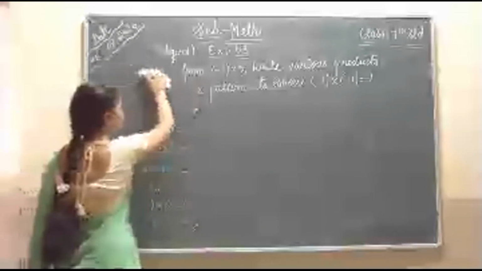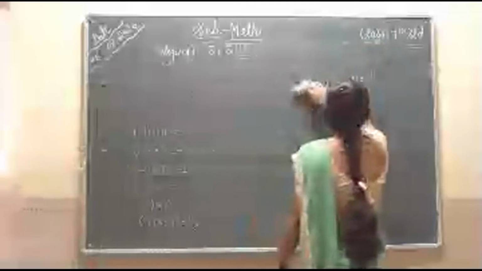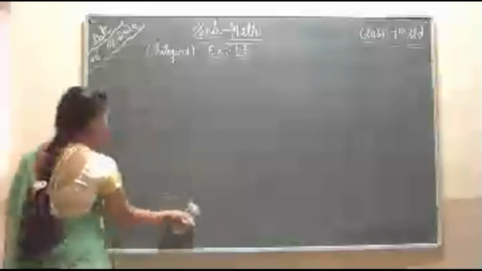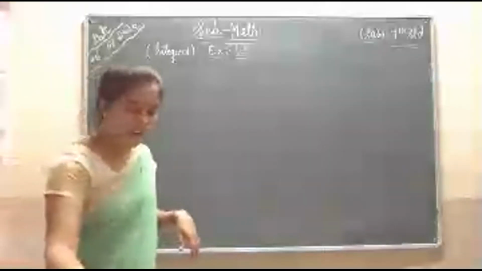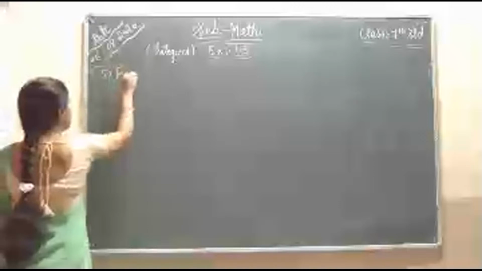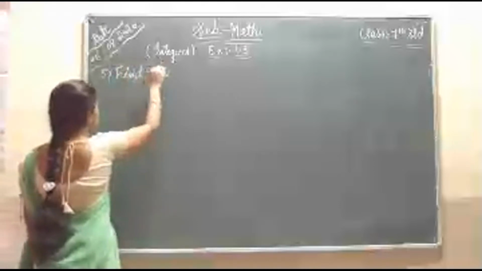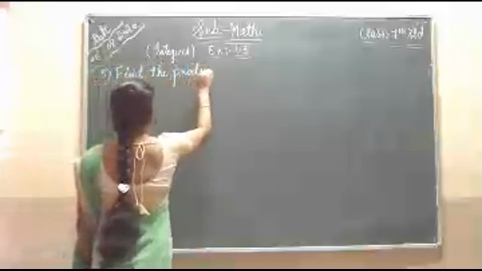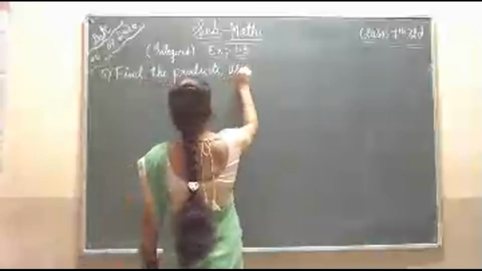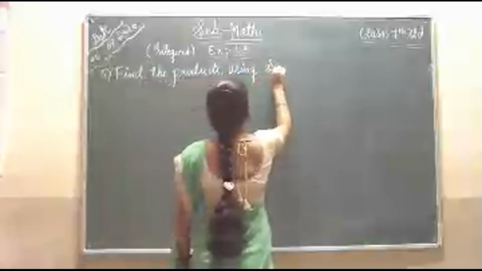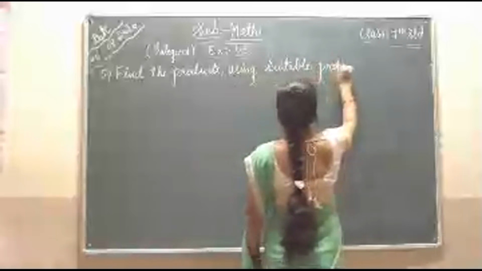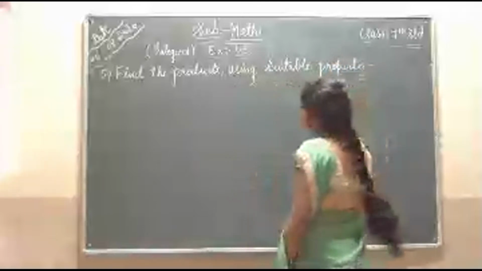Fifth question. Find the product using suitable properties. Fifth, find the products using suitable properties. See here, find the products.